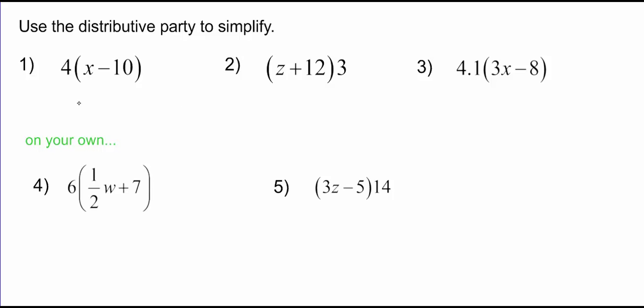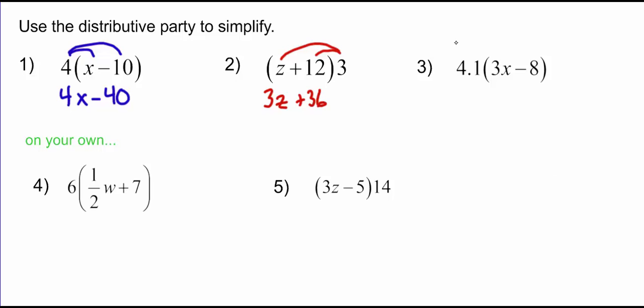On our first example here, you can see we've got 4 times the quantity of x minus 10. I'm essentially going to take that 4, multiply it by x, and I'm going to multiply it by 10. That gives me 4x minus 40. On number 2, we have basically the same type of problem. The only difference is that the 3 is behind the grouping instead of before, but it's the same idea. We take 3 times z and 3 times 12, and we get our result, 3z plus 36.